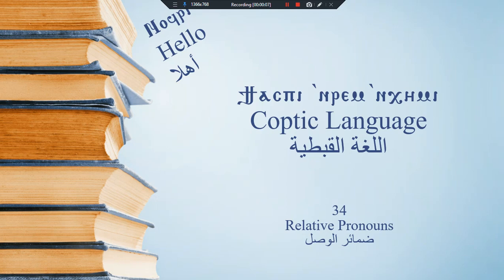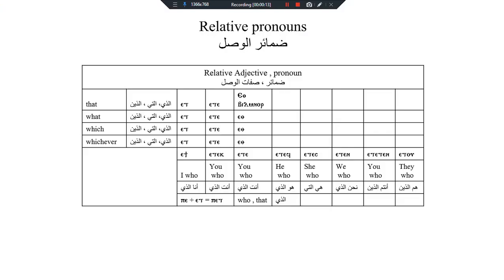In today's lecture, we are going to talk about the relative pronoun. The relative pronoun in English is that, what, which, or who. In the Coptic language, we have ete and eti, with the meaning of that, what, who, or which.